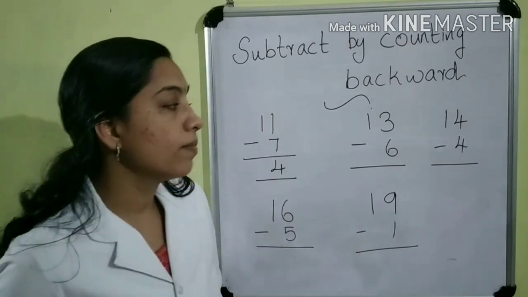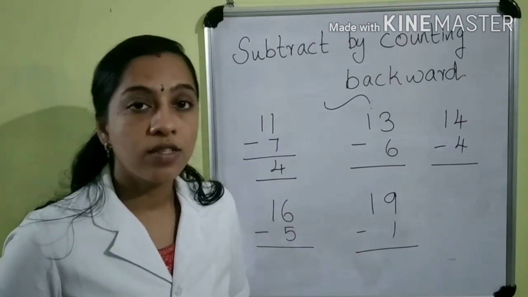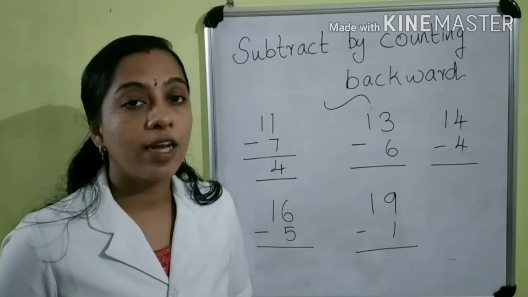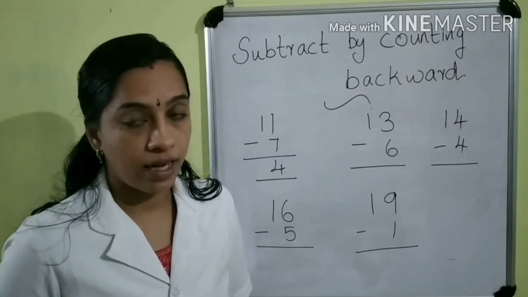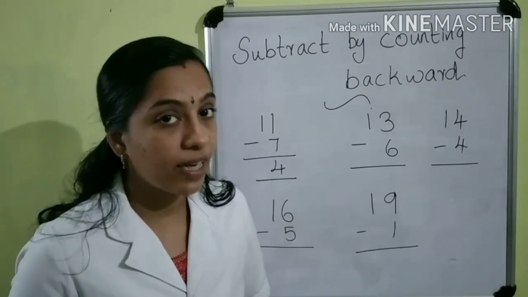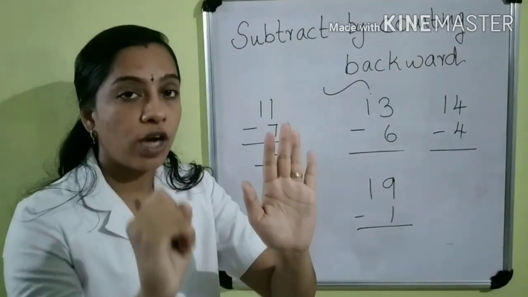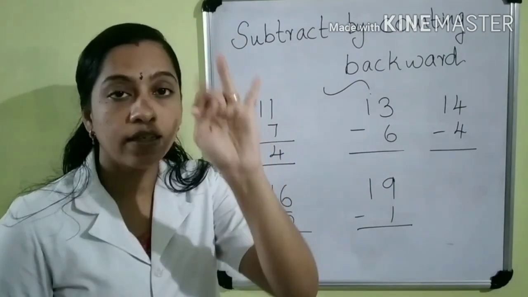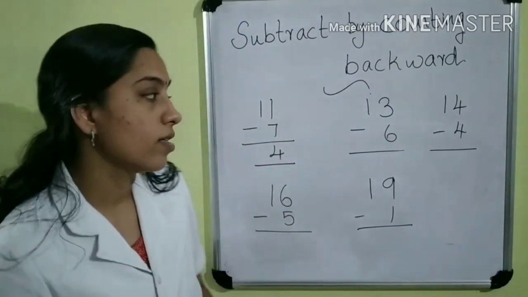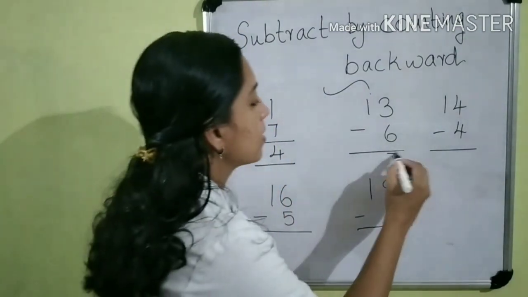The next problem, 13 minus 6. So, tell me children, which number will you keep in mind? Yes, 13. Then, which number will you take in fingers? Yes, 6. Then, count backward from 13. That is 12, 11, 10, 9, 8, 7. So, our answer is 7.